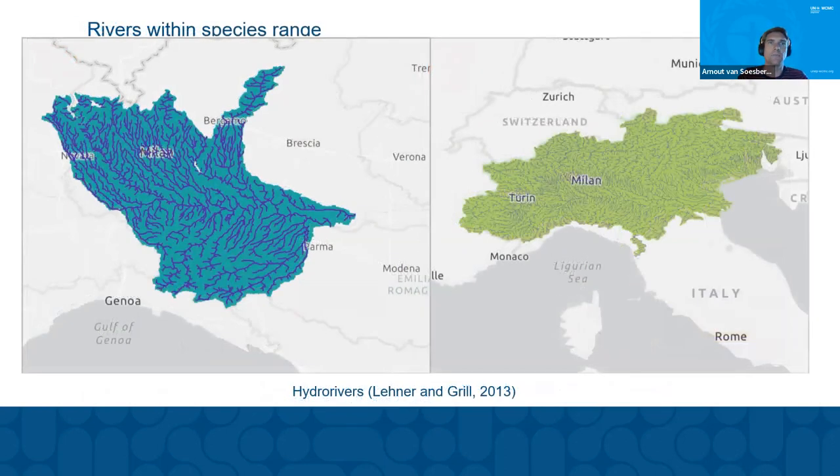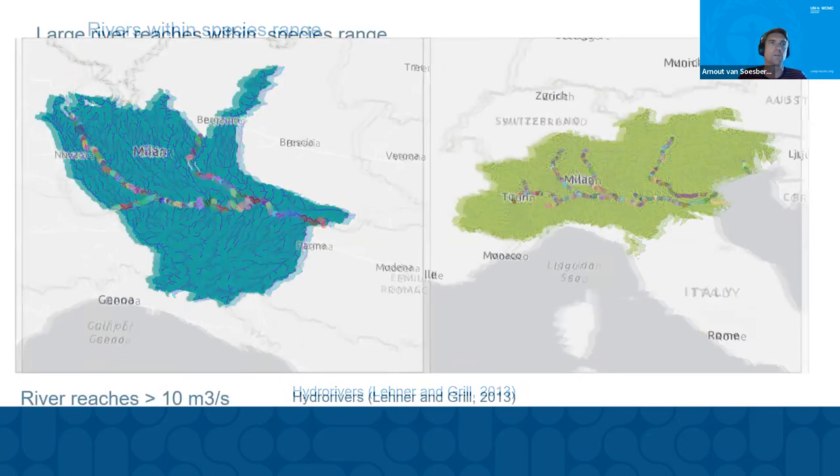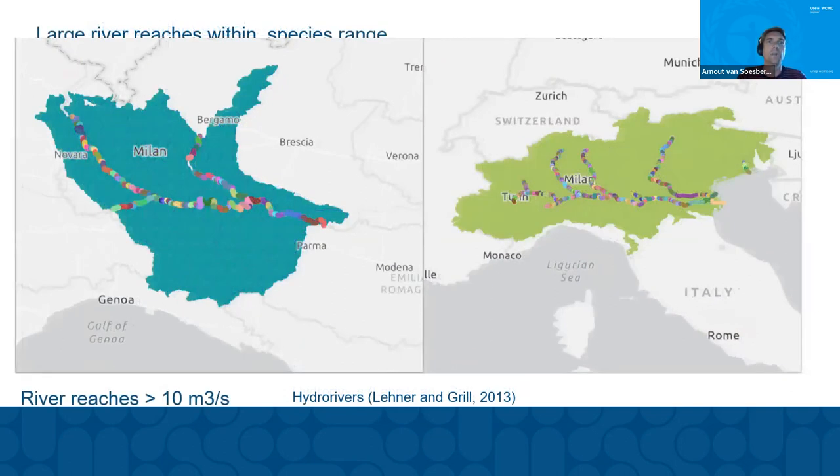We clipped each individual species range to the HydroRIVERS river dataset to obtain all river reaches within that range. And we use this data because it's also part of the HydroBASINS data that is used for the IUCN freshwater species assessment process. So there's consistency there. We then focused only on larger river reaches by selecting only those reaches with long-term average discharge of more than 10 cubic meters a second for computational reasons. So each of the colors you see here represents a river reach.